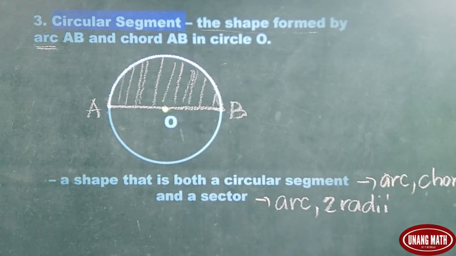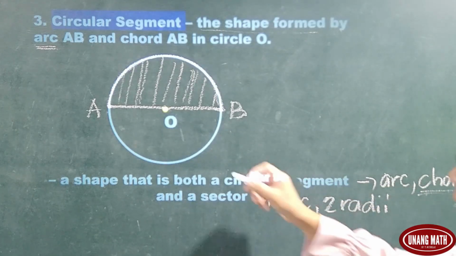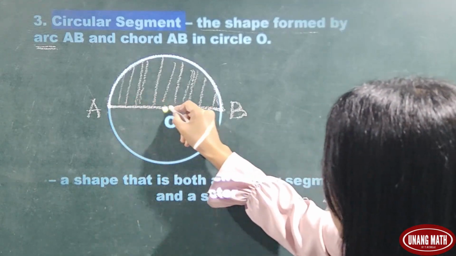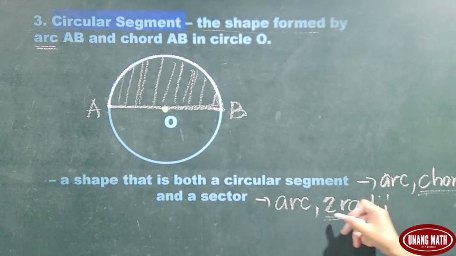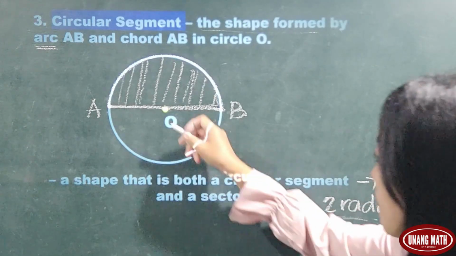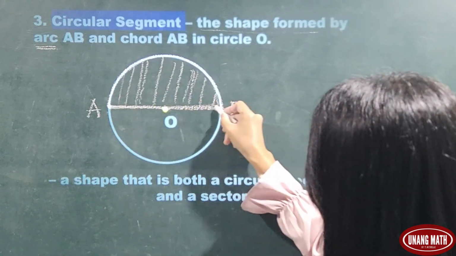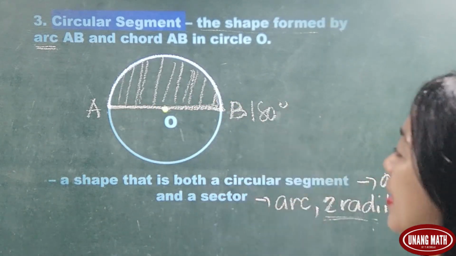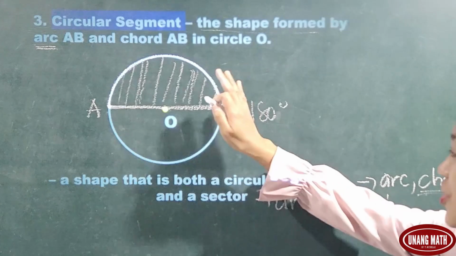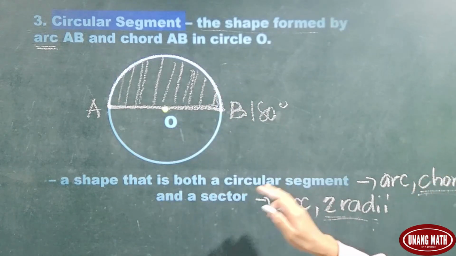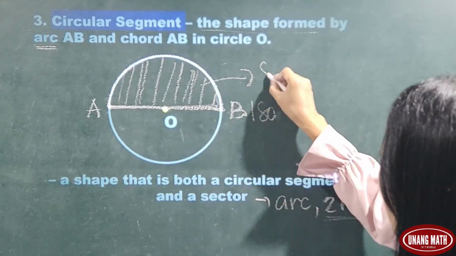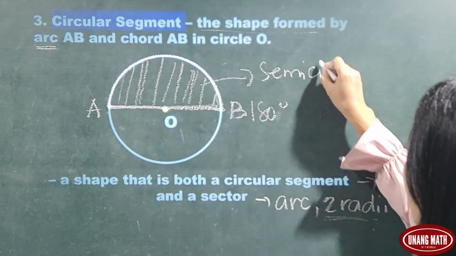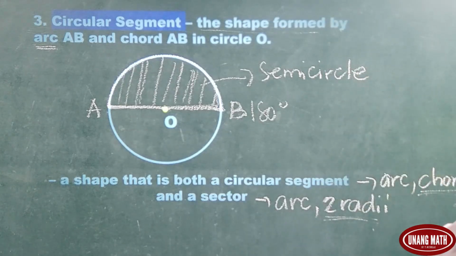That means if the chord in a circular segment passes through the center of the circle and the two radii in a sector form a straight line or 180 degrees, then that shape is both a circular segment and a sector. This shape is what we call a semicircle.